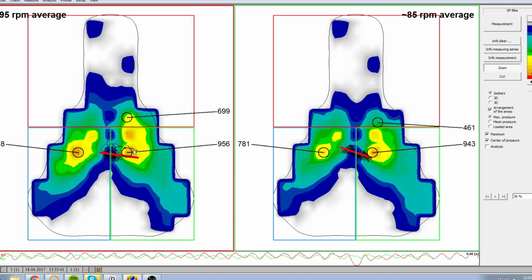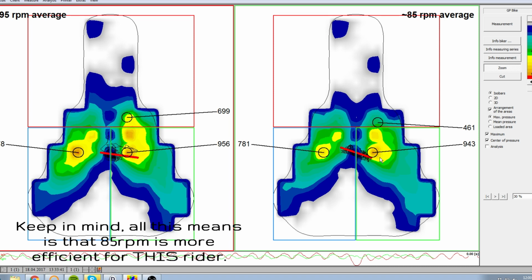Now notice a couple of things. First of all, look at the red line. This is sort of the approximation of how the pelvis is moving, and look at how centered it is, where at the higher cadence he's kind of drifting off to the right hand side of the bike. You can also notice pretty distinctly that there is less pressure on the lower cadence version. This makes sense because at lower cadence it's going to be higher torque, so he's going to be unweighting himself from the saddle a little bit more.